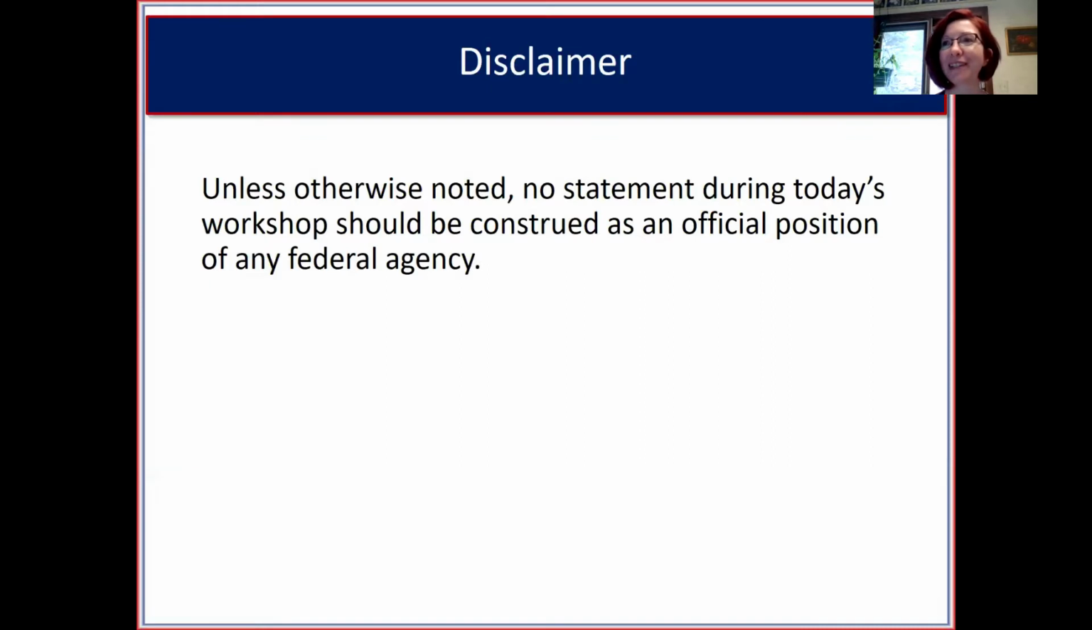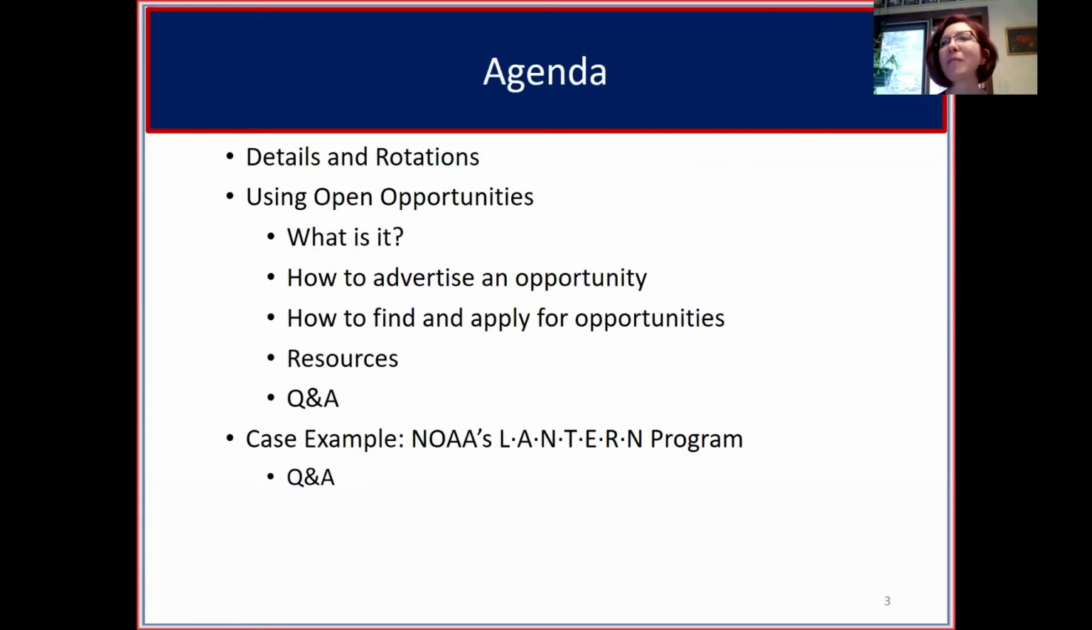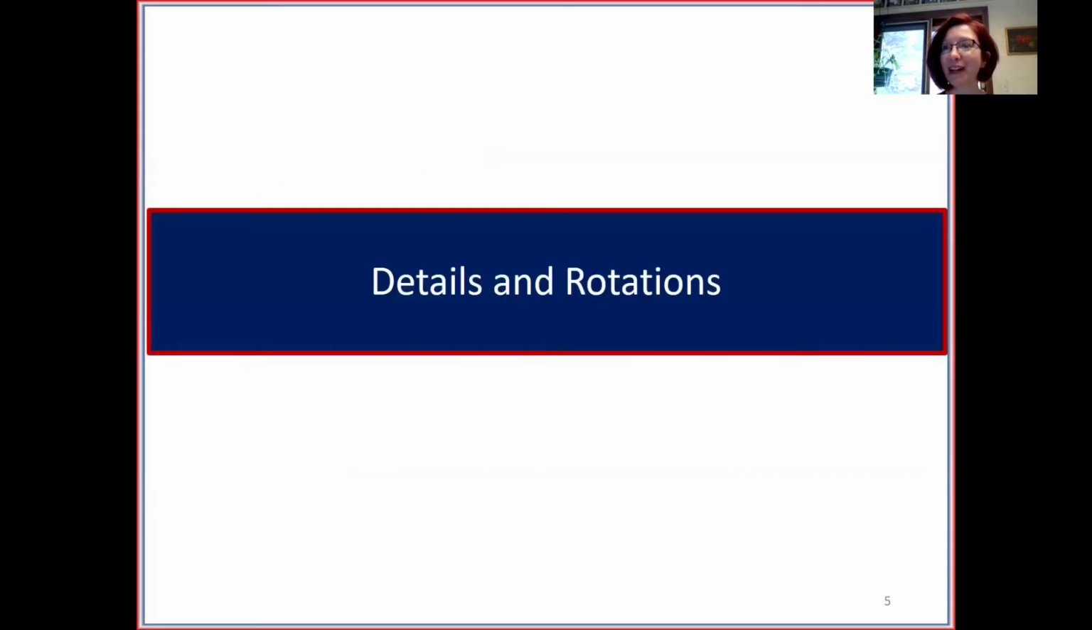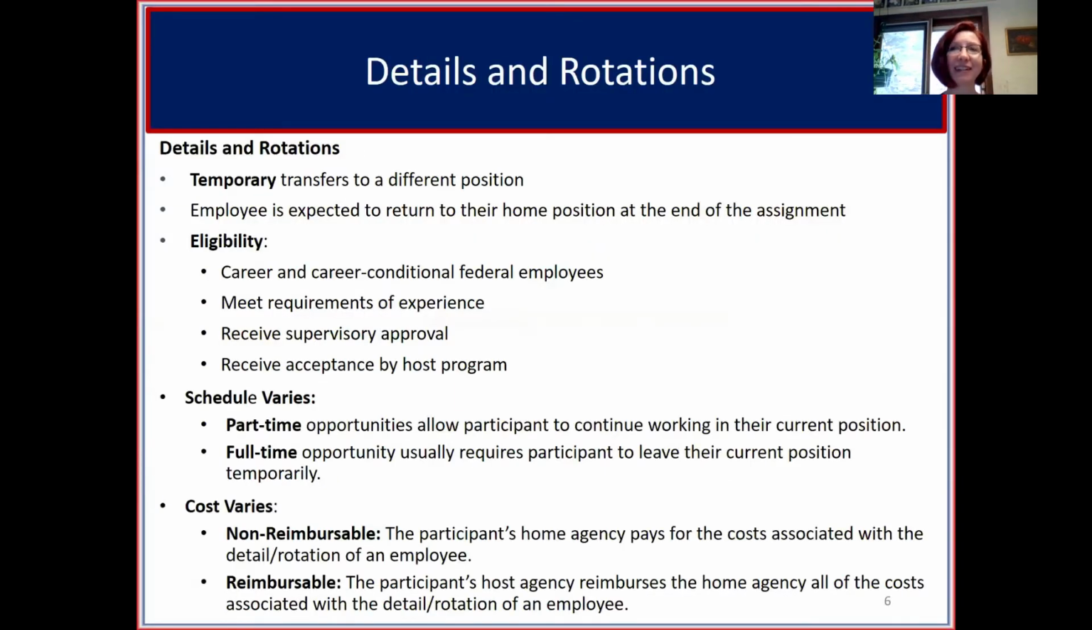So as always, unless otherwise noted, no statement during today's workshop should be construed as an official position of any federal agency. So we're going to go into some more information about details and rotations. Then Keenan is going to take it over and talk about using open opportunities, how to use it, how to host things there and find opportunities. And then Tracy's going to come in and provide a case example of how she's used it to form an opportunity for her program. So just launching into details and rotations.